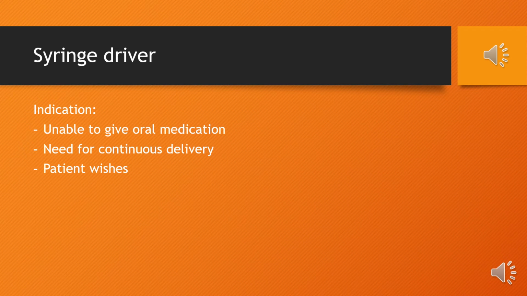A syringe driver is a large syringe that's put into a machine to deliver a certain amount of medication per hour. And this is a small butterfly needle that goes into the subcutaneous fat and is secured into place, and it's delivered into this compartment rather than into the veins, which often at the end of life collapse frequently, so you'd require frequent cannulation, which is painful for the patient and undignified.